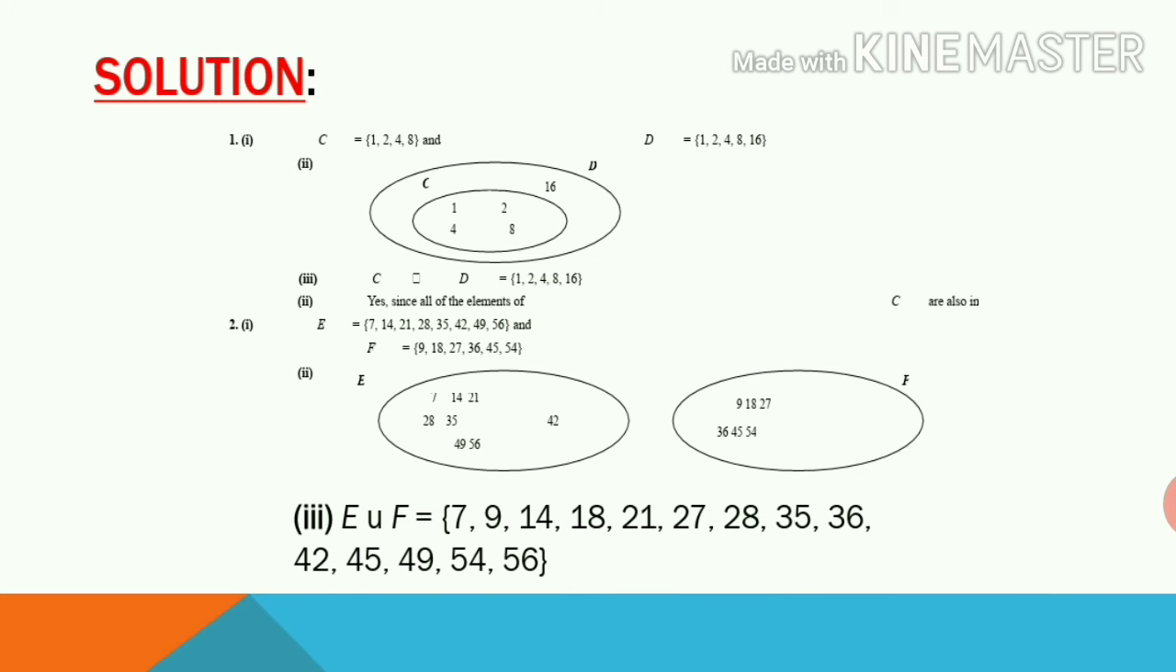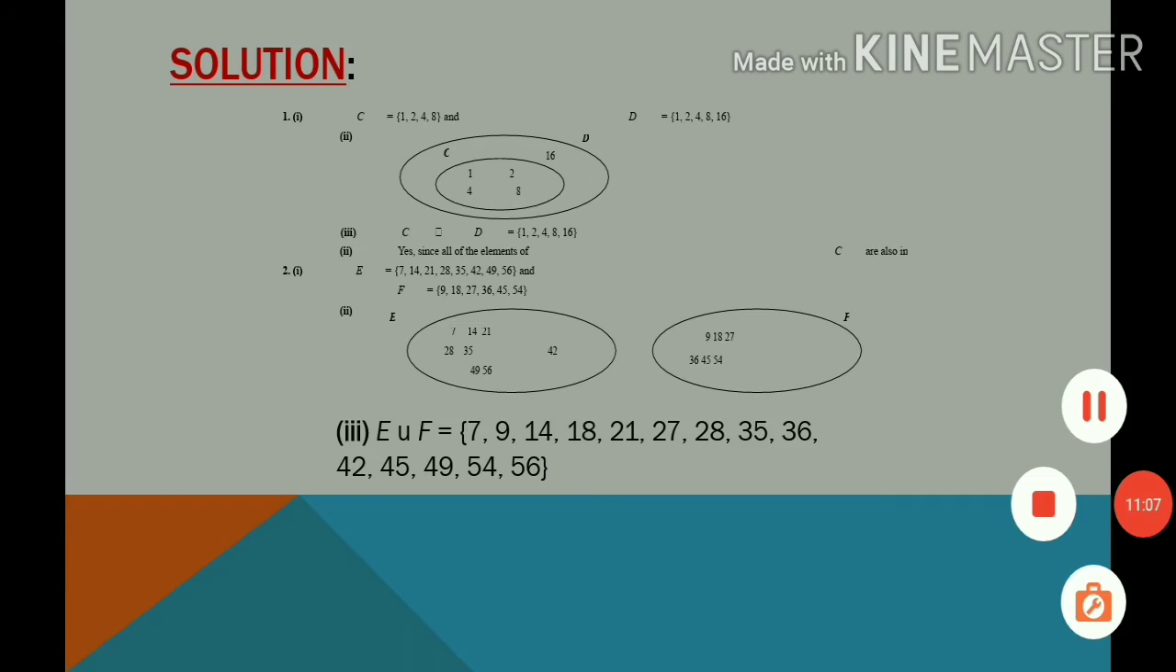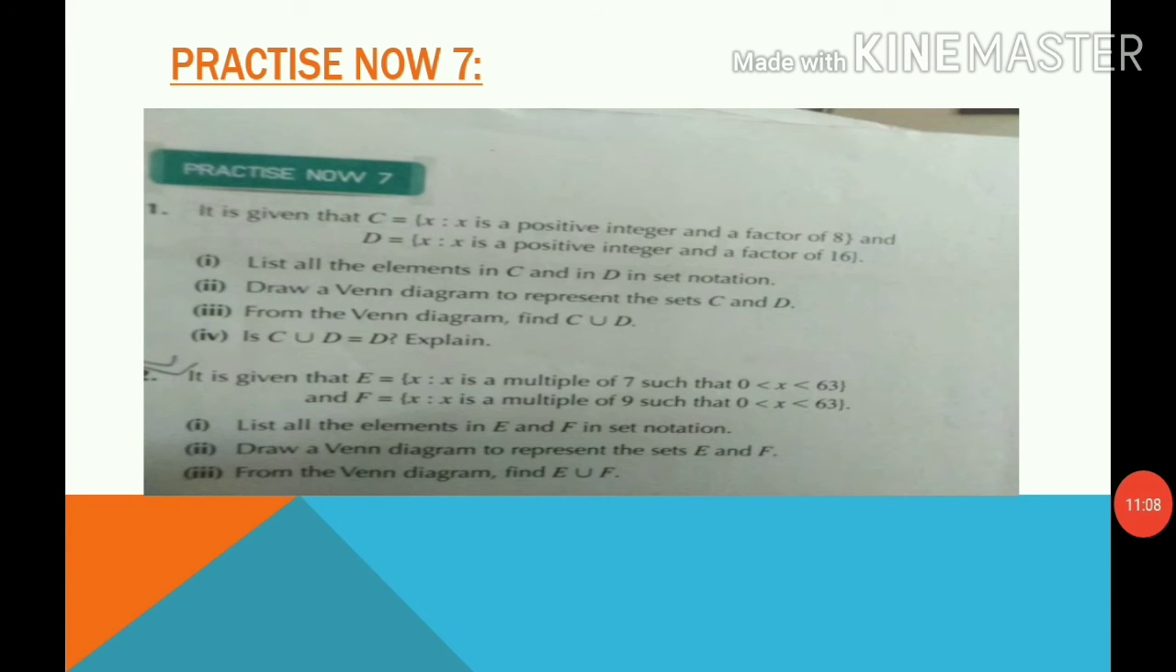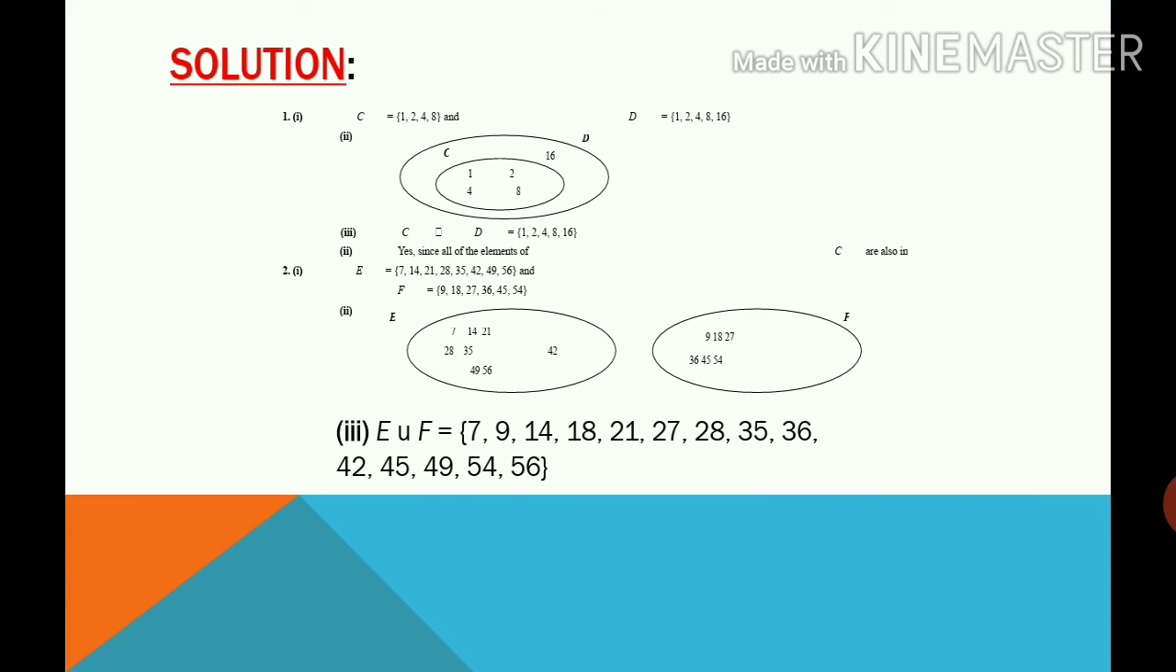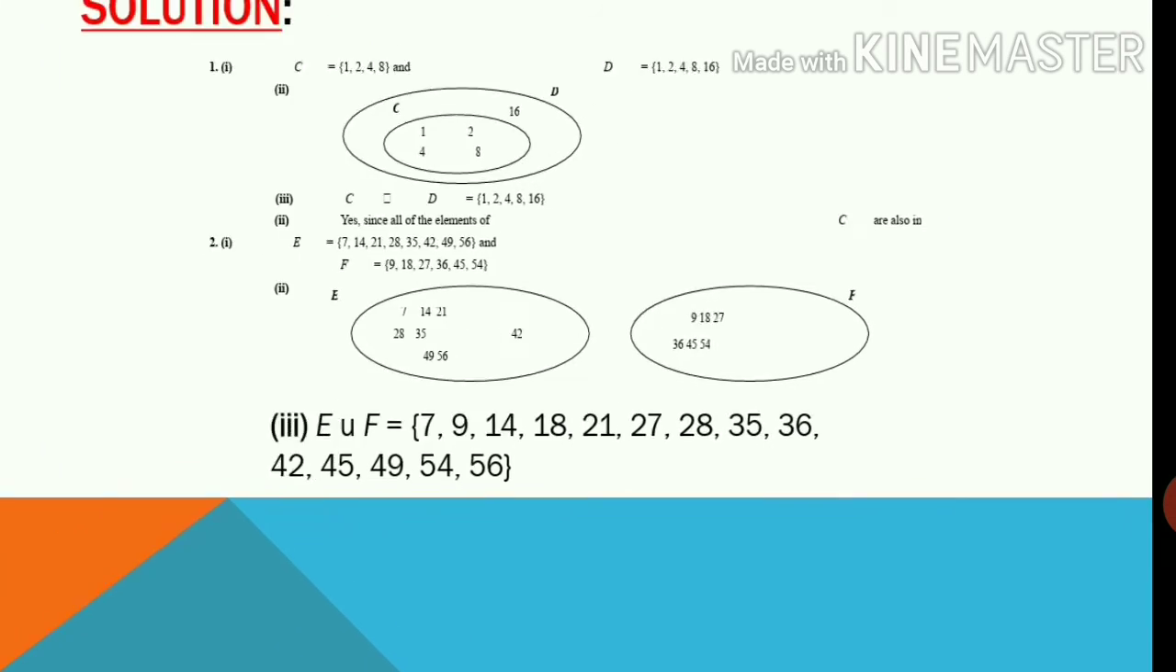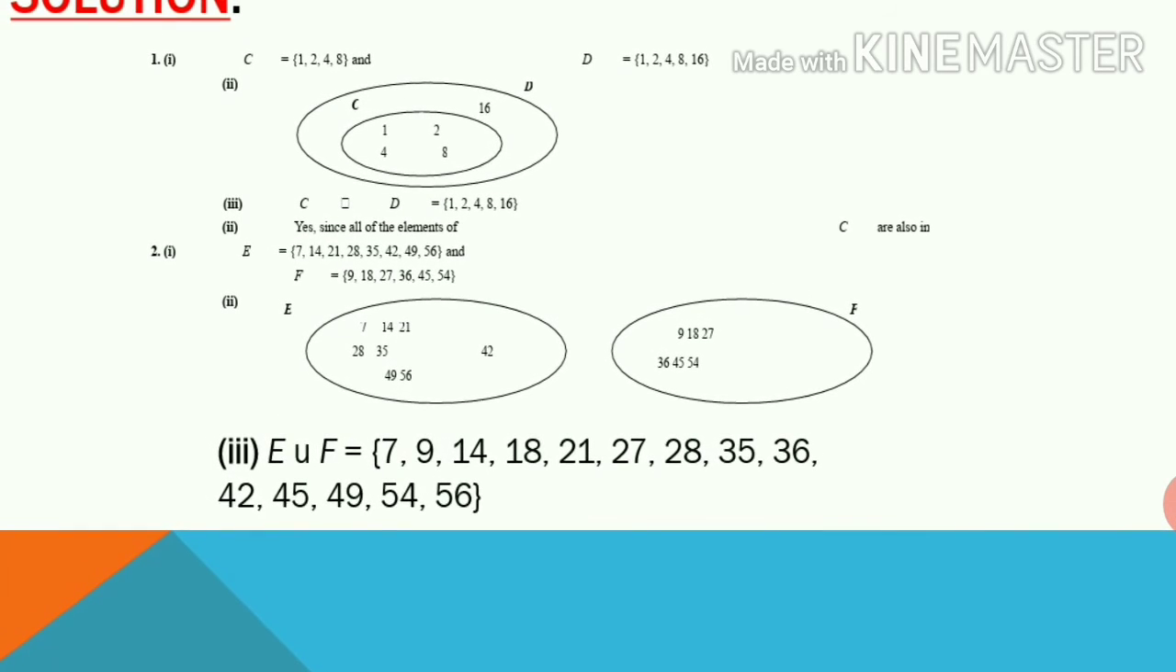Now let's come to the third part. And the third part is: from the Venn diagram, find C union D. So in this part we have to find out the union. See the Venn diagram and see all elements. Union means together, combined. So it means that you have to write down all elements together, but with the sequence. See the Venn diagram and write down the elements.